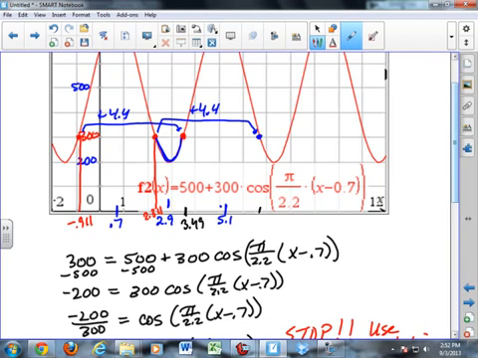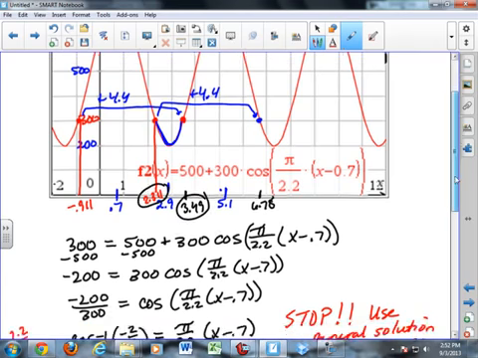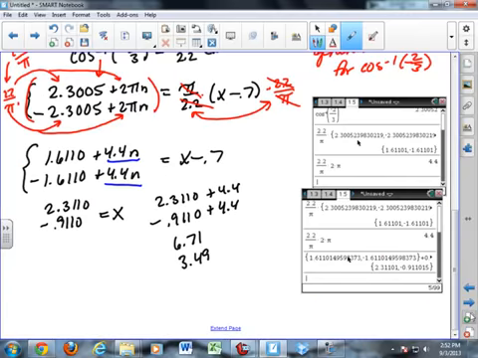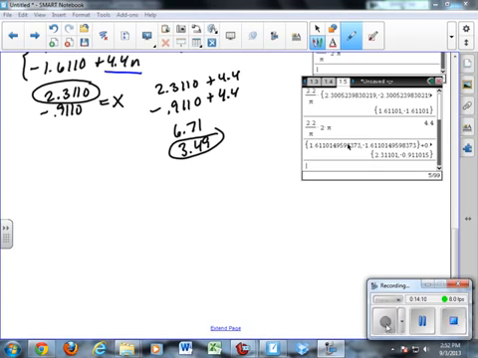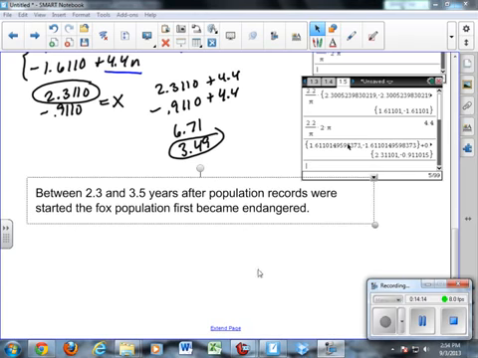So if we go back up to the graph, here's the 3.49. Here's the 6.71. So my solution would be that between those two numbers would be the first time the fox population would be endangered, between this one and this one. So between 2.3 and 3.5 years after we first started recording, the fox population is in danger. So I will write that down. You might want to pause for a second while I type out that answer. Okay, there's our solution to the problem.